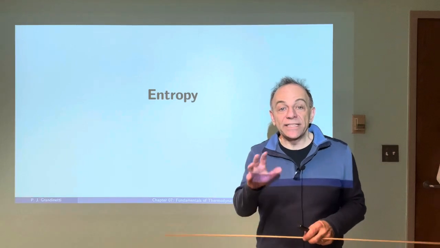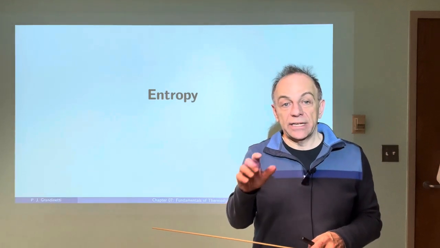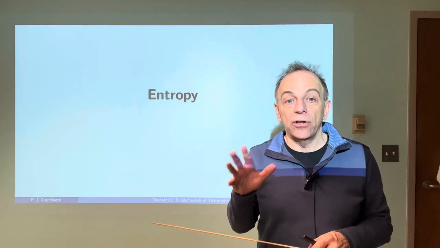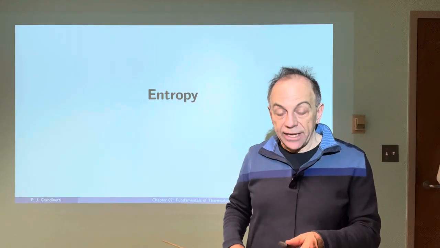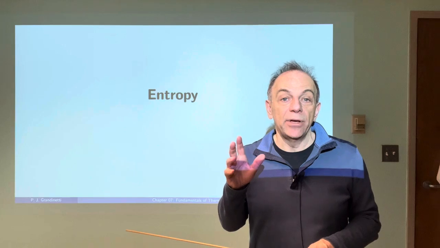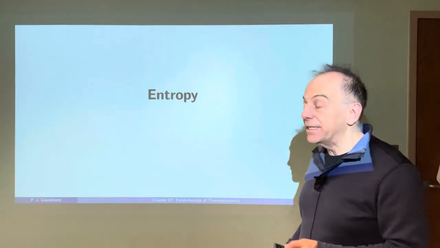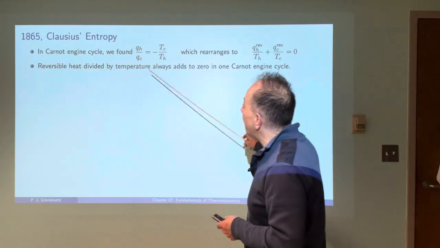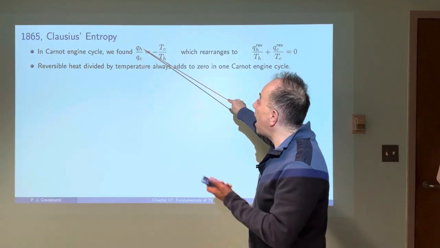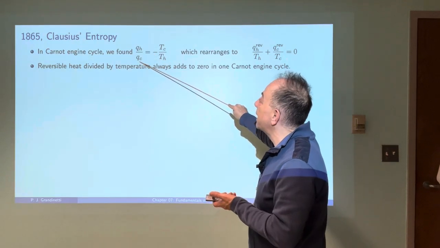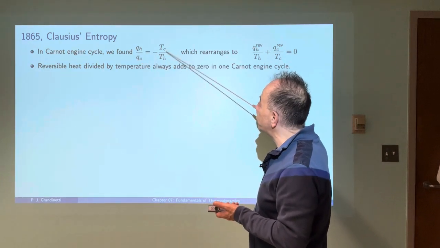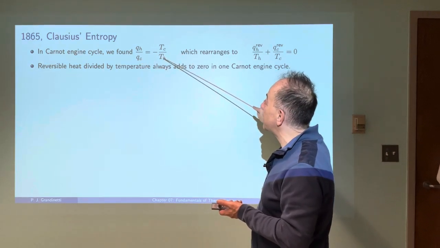Okay, now that we've seen Sadi Carnot's derivation of the efficiency of a heat engine, let's take a look at what Clausius saw in those derivations and what led him to discover the entropy state function. So in the engine cycle, we found that the heat flow from the hot reservoir divided by the heat flow into the cold reservoir was equal to the negative of the ratio of the cold reservoir temperature to the hot reservoir temperature.